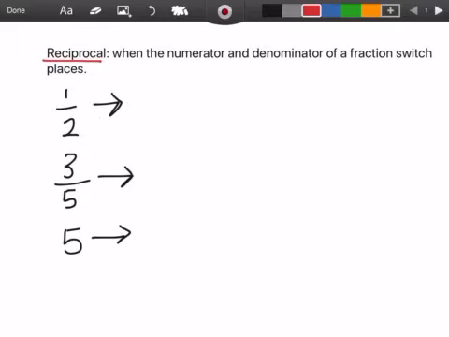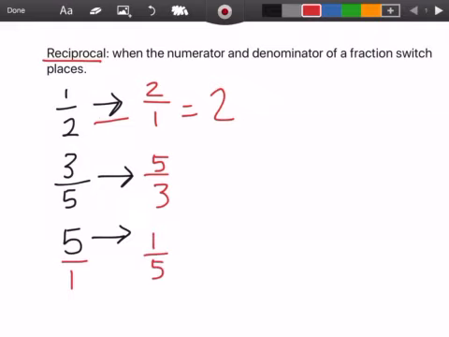So the reciprocal of 1/2 is 2 over 1, or just the number 2. Now I want you to notice the reciprocals are not equal to each other. They actually have something else kind of special, and I'll show you that in a second. 3/5, the reciprocal of that would be 5/3. What about a whole number 5? Remember that for a whole number we can put it over 1, and so the reciprocal of 5 over 1 is 1/5.